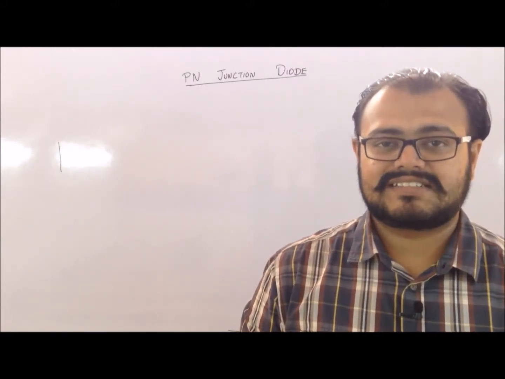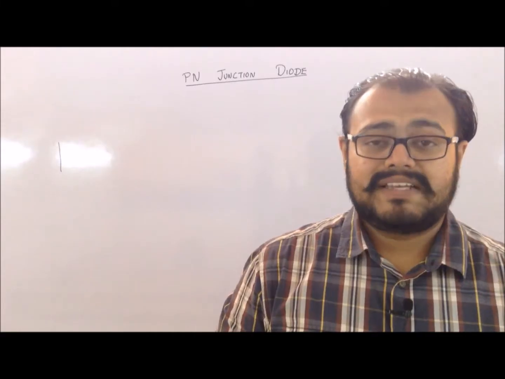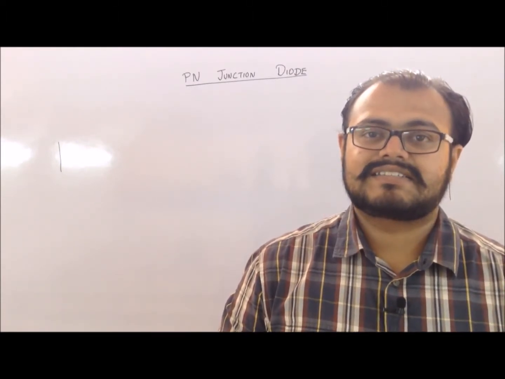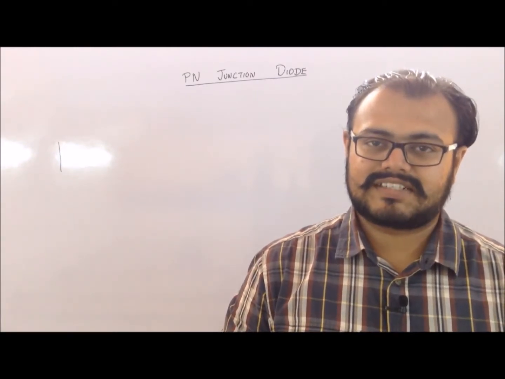The first characteristic which we are going to see is resistance. My PN junction diode is basically a non-linear device. That means its characteristics do not follow a straight line.